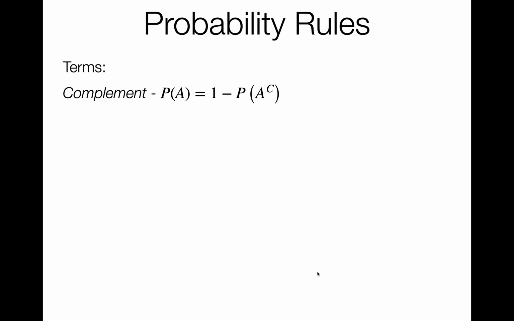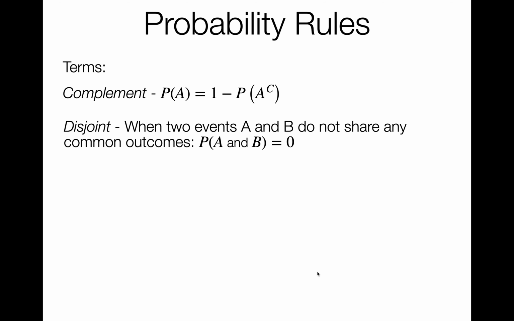This can be an extremely helpful rule later on when finding the probability of A is really hard, really tedious, but finding the probability of A complement is not so bad. We can use this rule to work backwards towards the probability of A. So there's the complement.